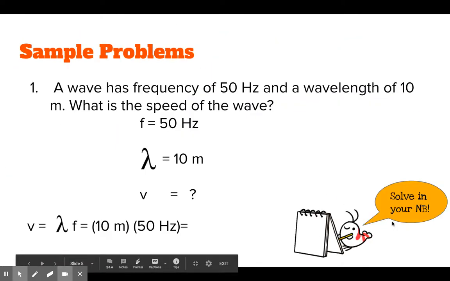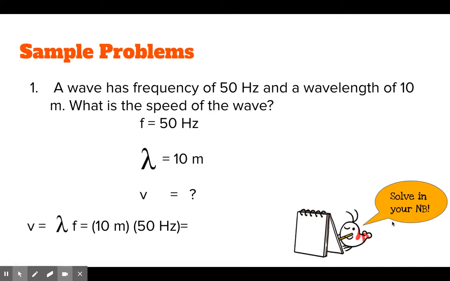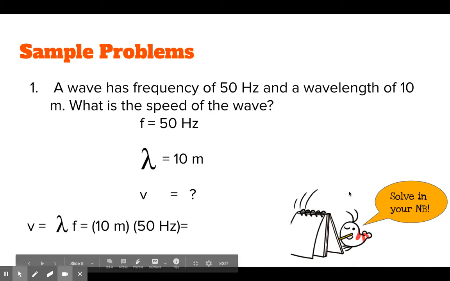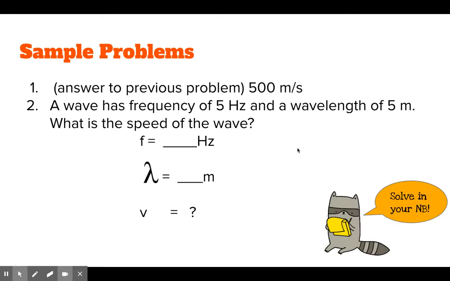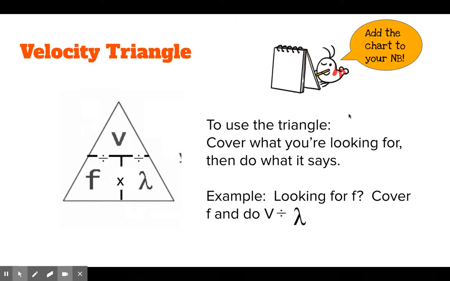Okay, so now just to solve some of these problems, if you know the frequency and wavelength, it's very simple to solve a speed equation because it's just velocity equals wavelength times frequency. Here the frequency is 50, the wavelength is 10, so 10 times 50, 500 meters per second.